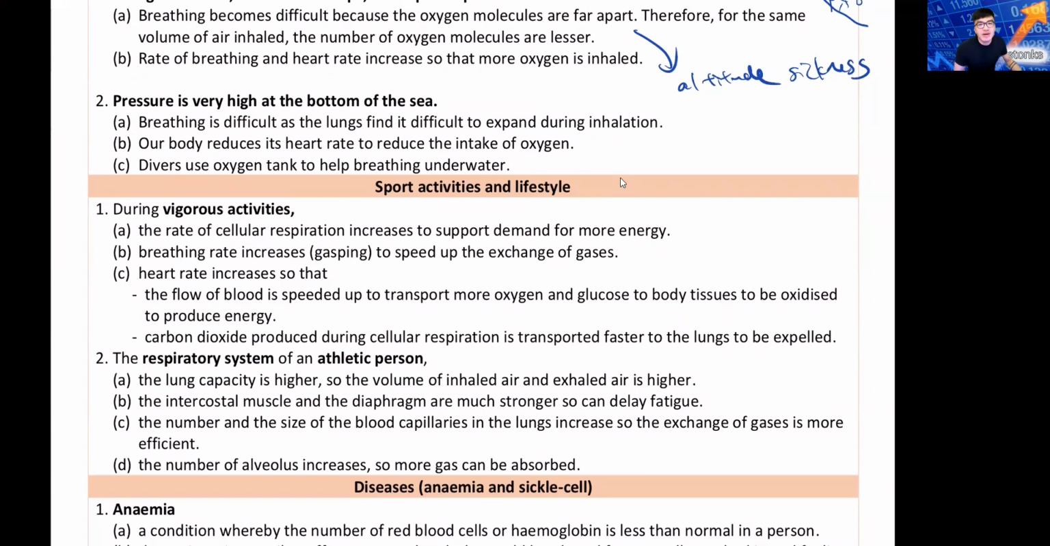You will breathe really heavily. Have you seen all those Olympic athletes? Have you seen how they breathe? They breathe very heavily because they're trying to get more oxygen in. So during vigorous activity, the rate of cellular respiration increases.